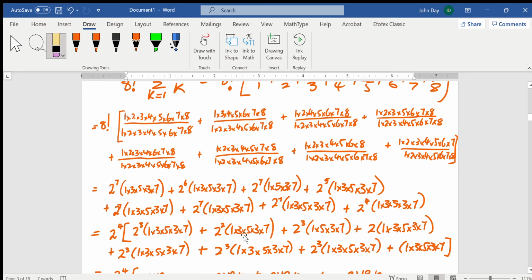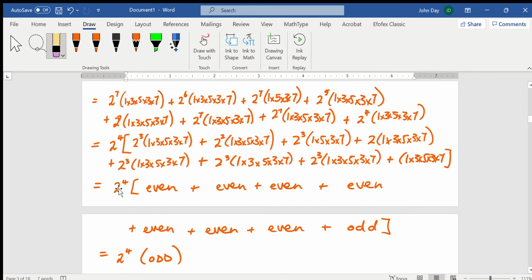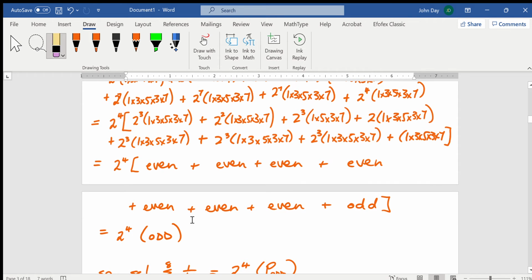Now what's interesting here is you'll be removing all of those even powers in front of one of those little brackets, and in this case it was the last term. So you can see, having factorized out 2 to the power of 4, the last term in my square brackets near the bottom of my screen here is 1 times 3 times 5 times 3 times 7. It's just a plain odd number, whereas all the other terms in the square brackets are being multiplied by some power of 2, so they're even numbers. So I've written that out here. I've got 2 to the 4 outside the brackets, a bunch of even numbers and an odd number, which means it adds to an odd number. So it's 2 to the 4 times an odd number.